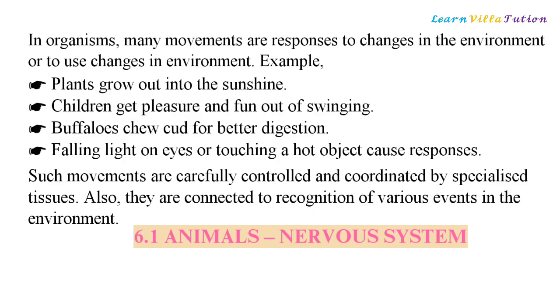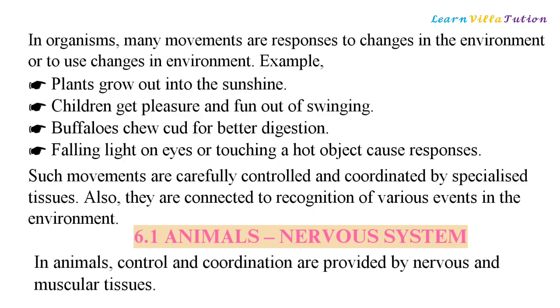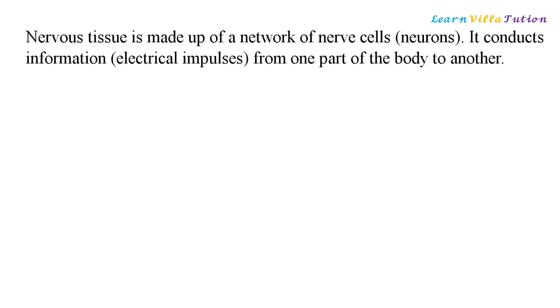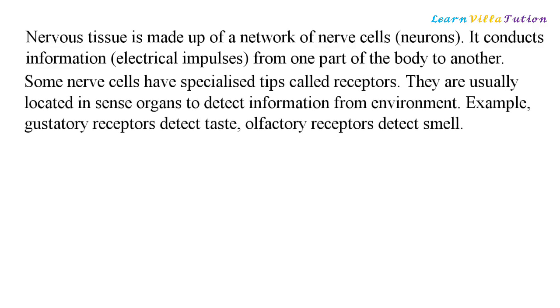Animals' nervous system. In animals, control and coordination are provided by nervous and muscular tissues. Nervous tissue is made up of a network of nerve cells, neurons. It conducts information, electrical impulses, from one part of the body to another. Some nerve cells have specialized tips called receptors. They are usually located in sense organs to detect information from the environment.